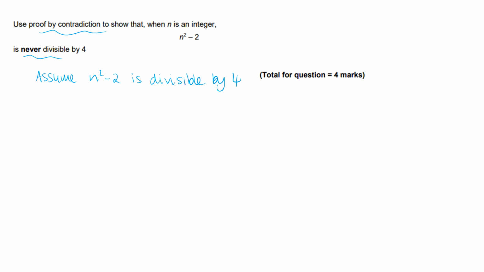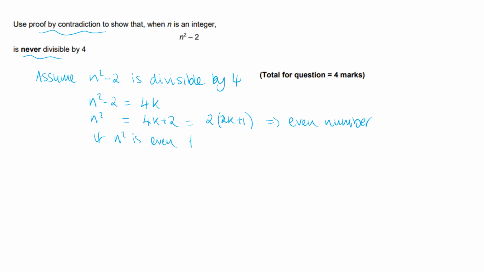So if we assume n squared minus 2 is divisible by 4, then n squared minus 2 must equal some multiple of 4, say 4k. So n squared minus 2, just take the minus 2 to the side, n squared is equal to 4k plus 2, which is 2 times 2k plus 1. So this is an even number because we've got that multiple of 2 on the front. If n squared is even, then n is even.